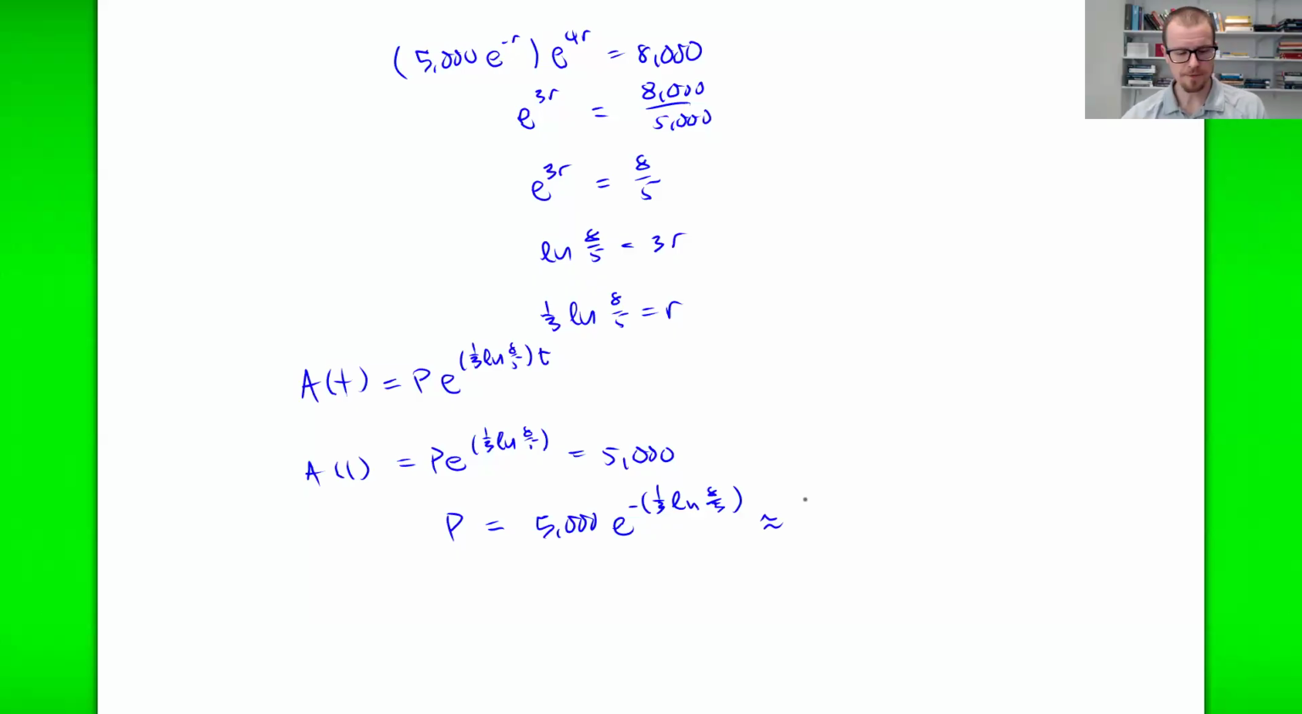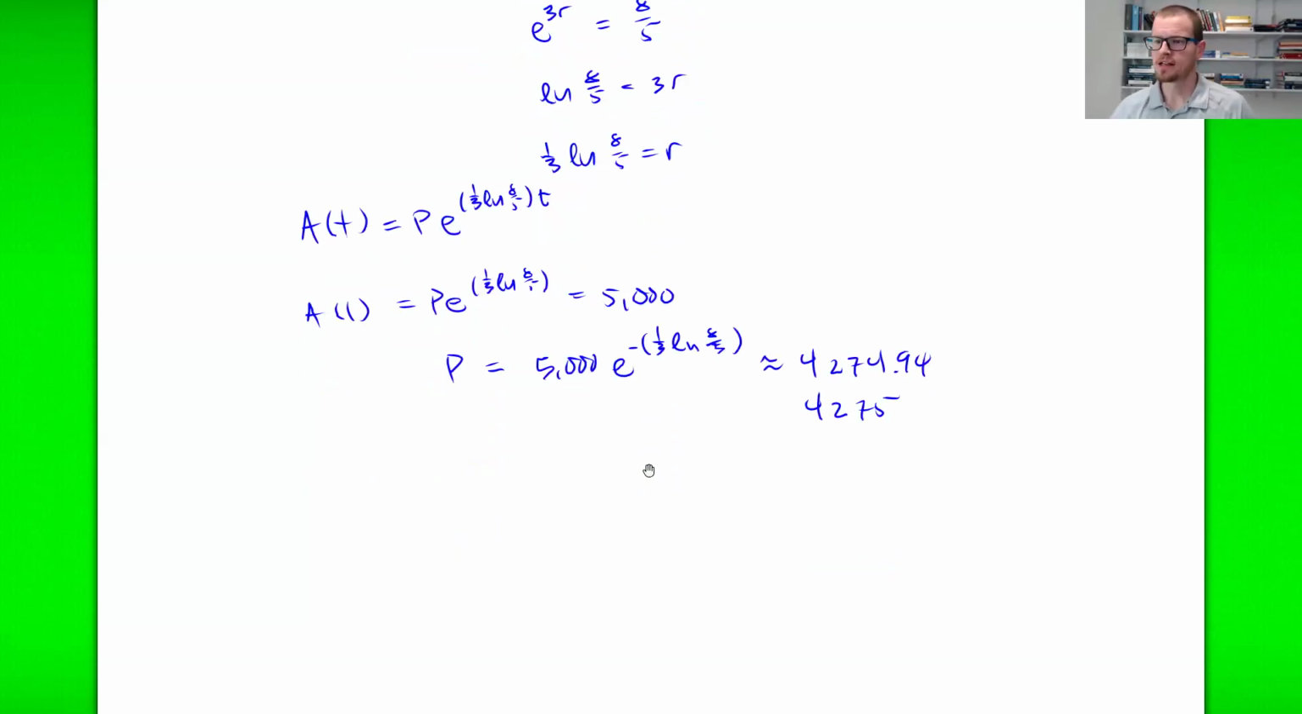Using our handy dandy calculator, we can find this to be 4,274.94. Of course, that's an approximation, and maybe we really want to round that to the nearest whole number since it's bacteria. So 4,275. And we would finally say that our model should be A of t is equal to 4,275 times e to the 1/3 natural log of 8/5 times t. And that's what we were looking for.